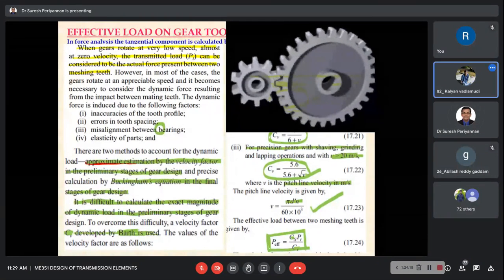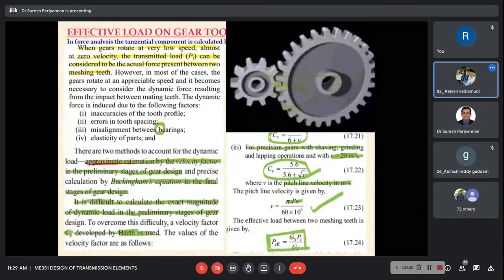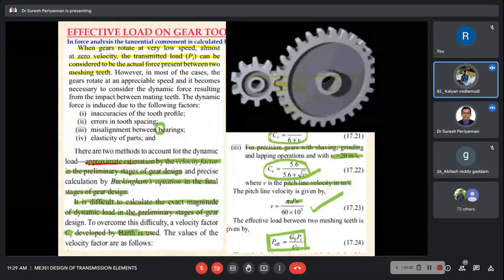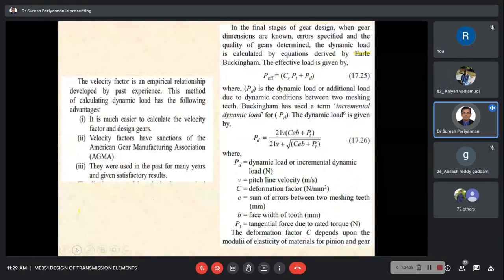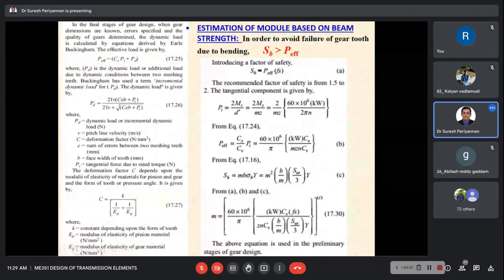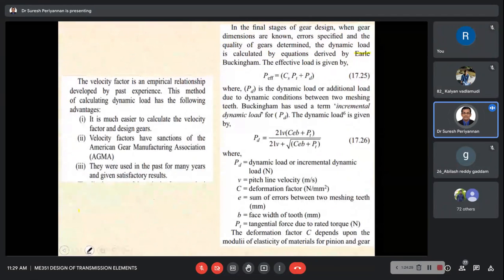Sir, it's already 11:30, sir. Okay, I will complete this. Another class is at 11:30. Okay, I agree with you. I will complete only this page. Please give me just 2 minutes. I will complete it.